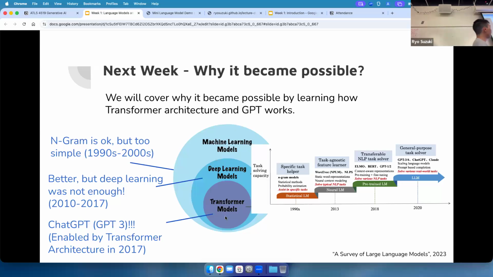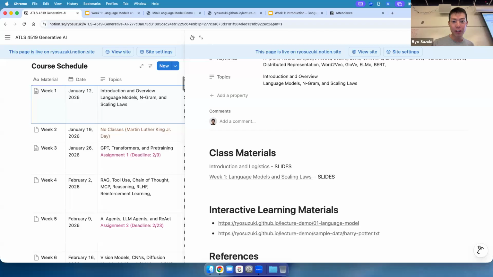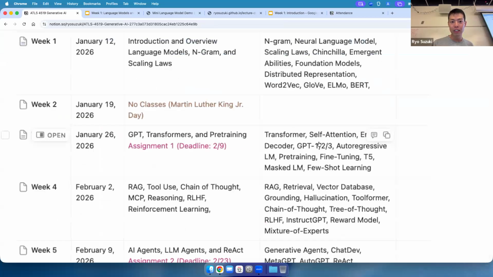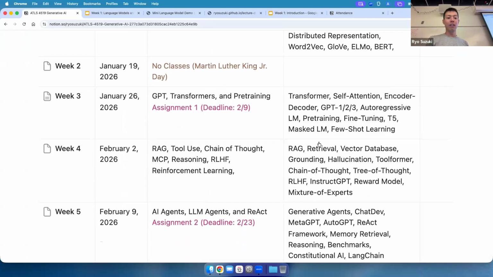As I mentioned, n-grams are what we covered today, from the 1990s, getting better and better. And then that evolution happened because of the transformer. Next week, I want to cover how GPT is actually built, what the transformer architecture is, and some of the embeddings and how pre-training works in different domains. And for the week after that, we're going to focus more on applications, using RAG, tool use, and so on.